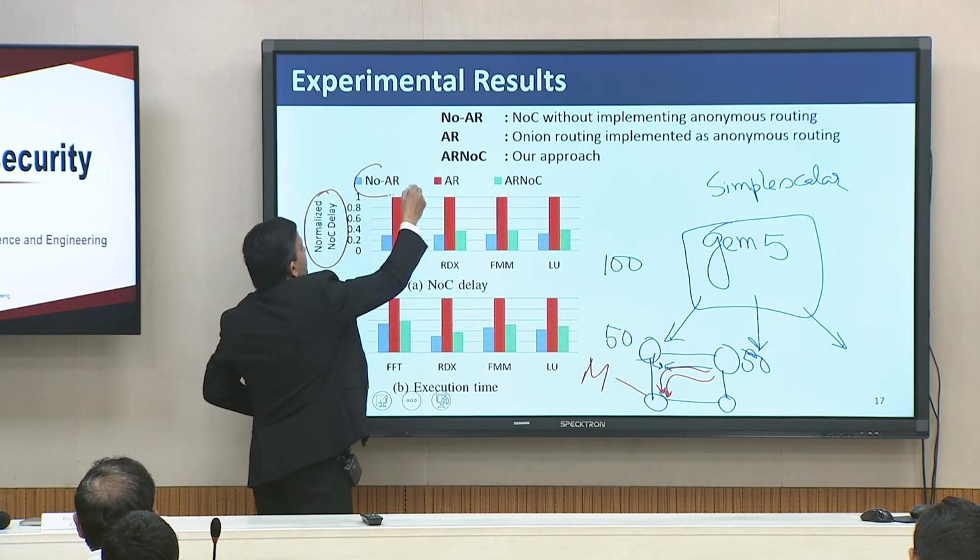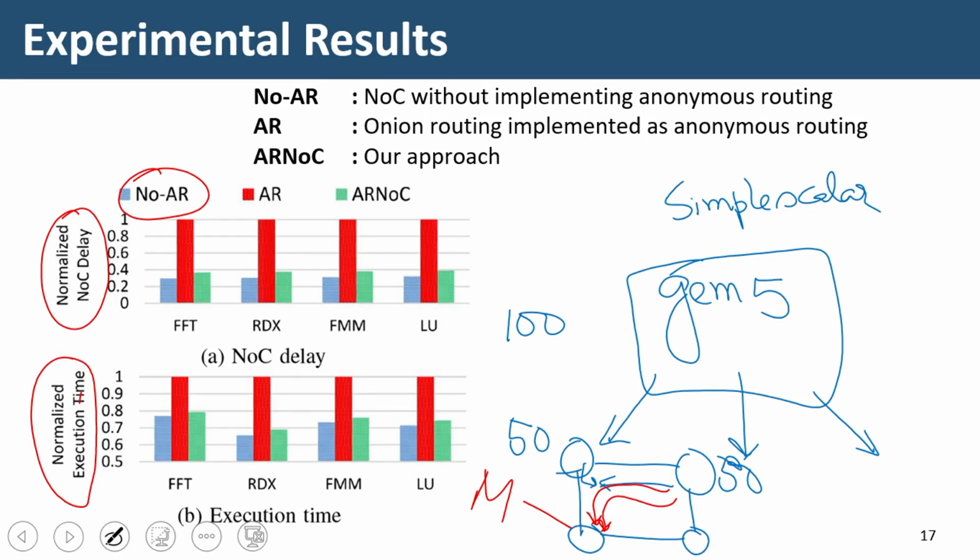So, this is no anonymous routing, basically normal computation, which is the NoCs today. And then we have the anonymous routing. If you use the existing garlic or onion, it is going to take a significant amount of delay, too bad, execution time would be too high. In contrast, if you use the Lagrange polynomial based implementation of ours, then it is going to be really small.